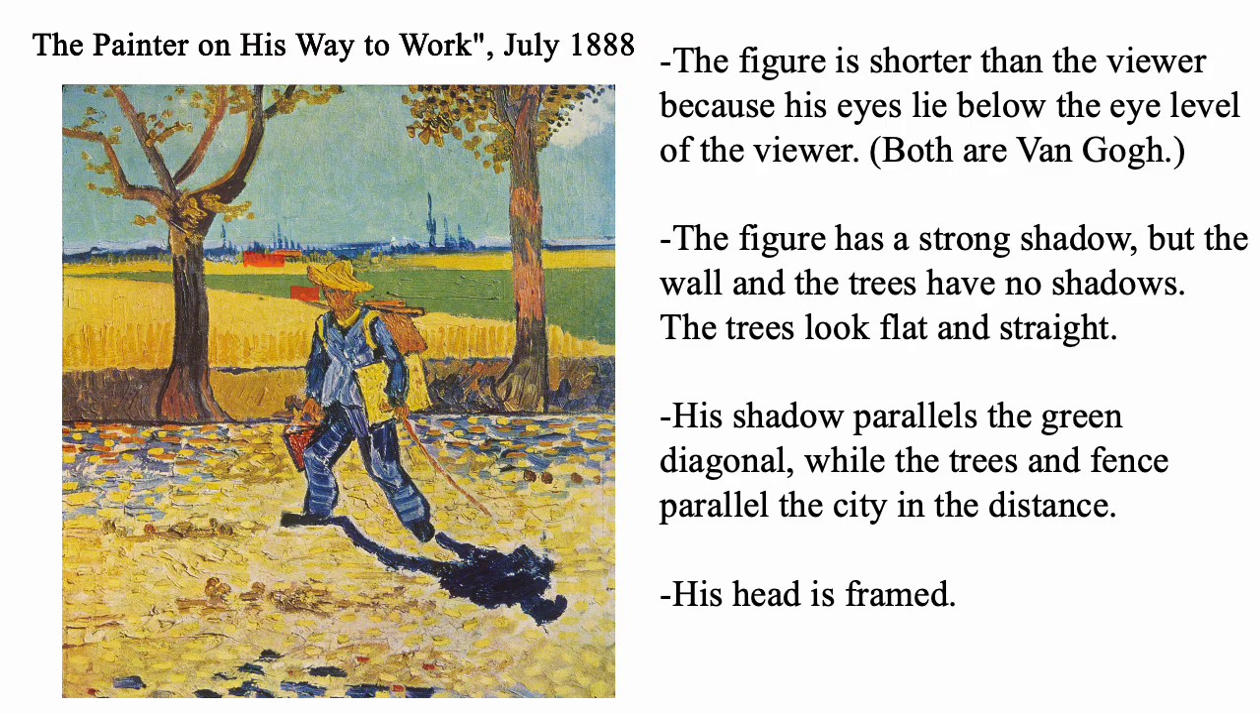We see a very strong shadow here, but we don't see shadows for the wall or the trees. The trunk of the trees, their shadows would go like this, so they would interfere with the picture had he drawn them in. His shadow parallels this green diagonal in the back, and his head is framed by the wall, the two very straight trees, and the horizon in back.